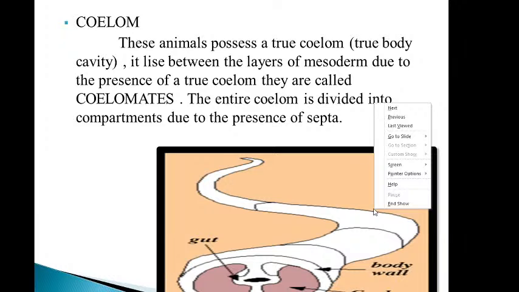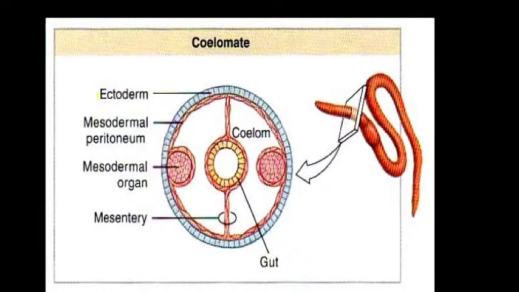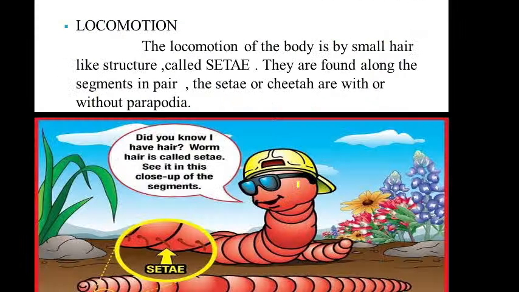Then we have the coelom. What is coelom basically? These animals possess a true coelom, so they are also known as coelomates. It lies within the layers of mesoderm. The entire coelom is divided into compartments due to the presence of septa. So this is our ectoderm, the outer layer, then we have mesoderm, then endoderm, and in between we have the true coelom.